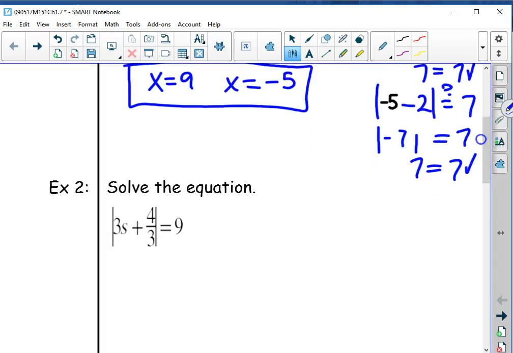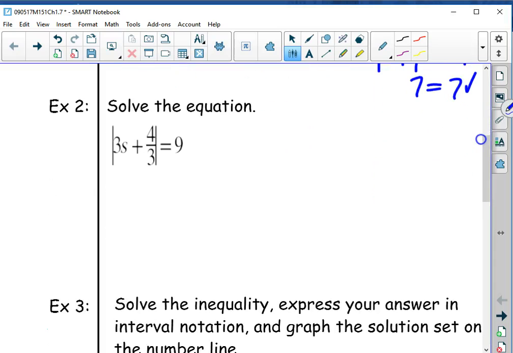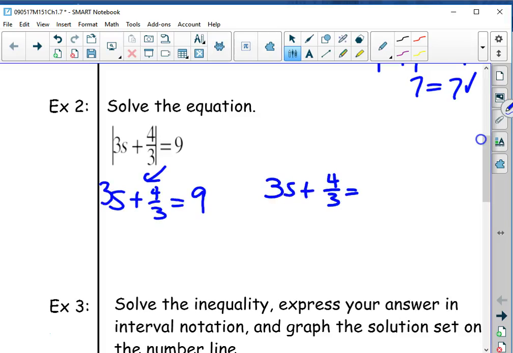All right, continuing on, really same idea. We're going to set this up in two equations. We've got some fraction work. So let's drop the absolute value, and we get 3s plus 4/3 equals 9, and we also get 3s plus 4/3 equals negative 9. And the first one's a mess. Some fraction work to do.